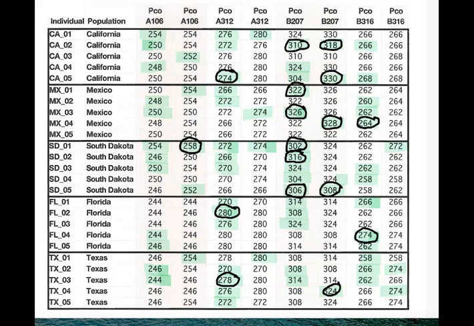And 262 is a repeat. 266, 260. Do I have any 260s? No. 268 is... I don't have any 268s either. And 266 is a repeat. All right, last column, just 272.